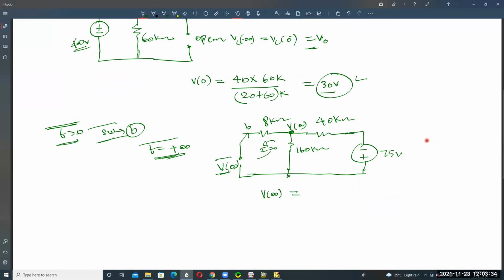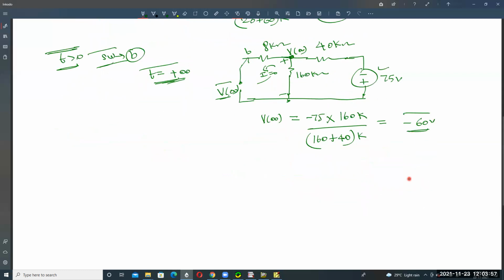The voltage polarity is plus-minus according to the capacitor, but here it is opposite. That's why minus 75 into 160 K divided by 160 plus 40 K, and that is equal to minus 60 volts. This is the voltage across the capacitor under steady state condition after the switching action, that means after the switch is in position B.